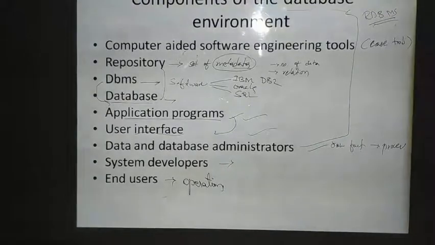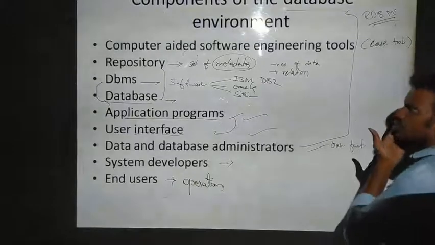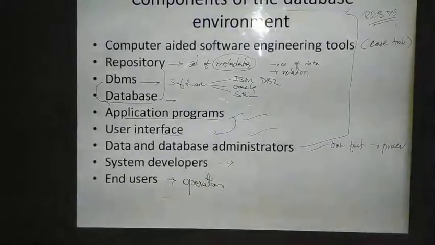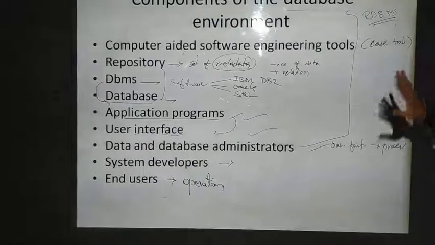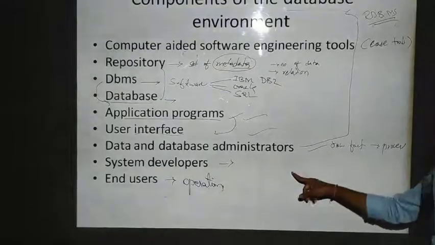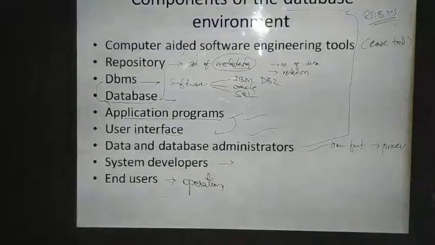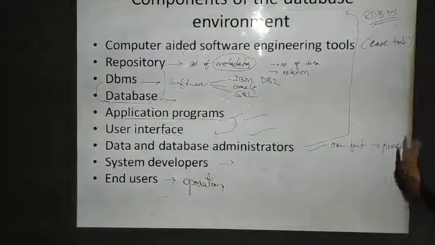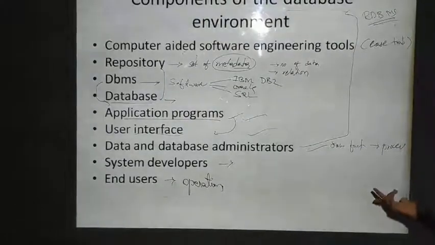I hope these components are very easy, but try to understand this computer aided software engineering. It is a software tool which is used for developing the application programs as well as the database designing, I can say, right? By using them, we will be easily developing the database design as well as the application programs. As we have discussed in the case of system developers also, we will be using CASE tools only in order to handle them. And the remaining things you people might have understood well.